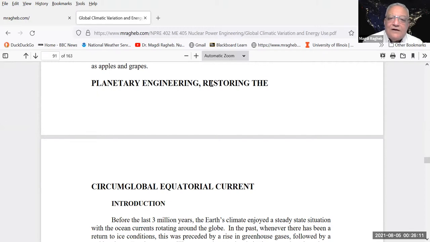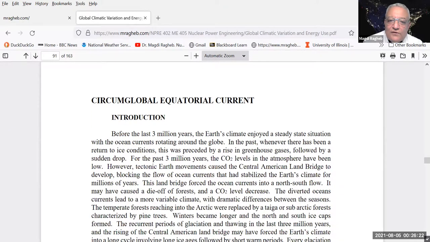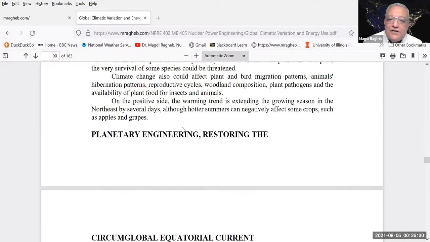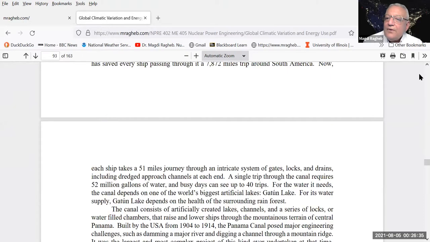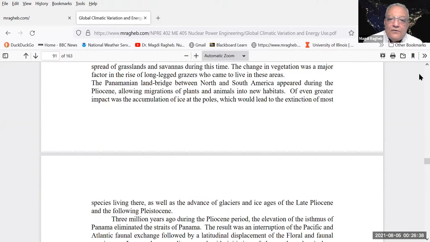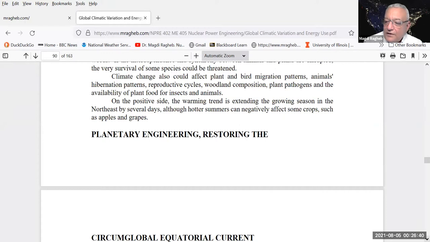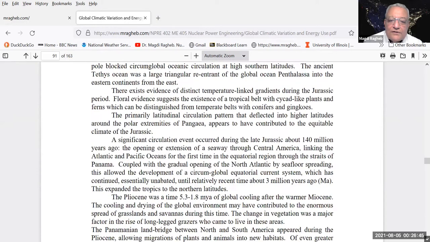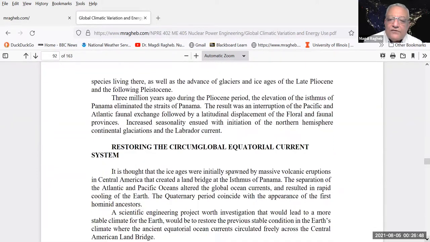As I suggested, 30 million years ago, the Earth had a milder climate. So if we get a runaway increase in the global warming, can we do something about it? Yes, we can. The suggestion here would involve what we would call planetary engineering, or terraforming the Earth in a different way by restoring the period that existed in the past, where the Atlantic Ocean and the Pacific Ocean were interconnected. And that was at the time of the Jurassic in general.